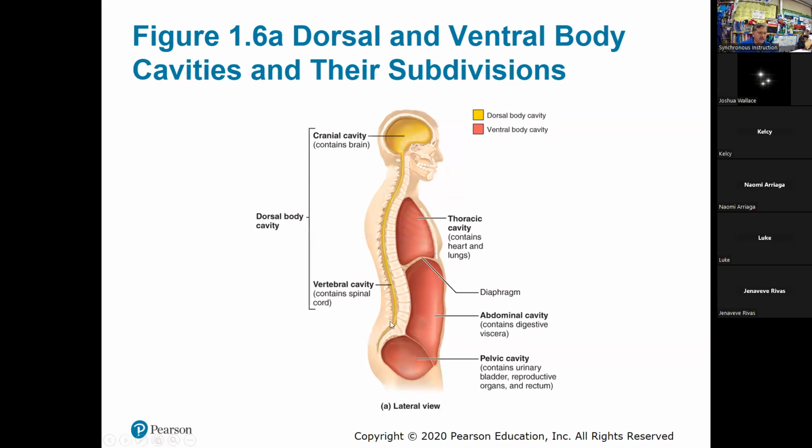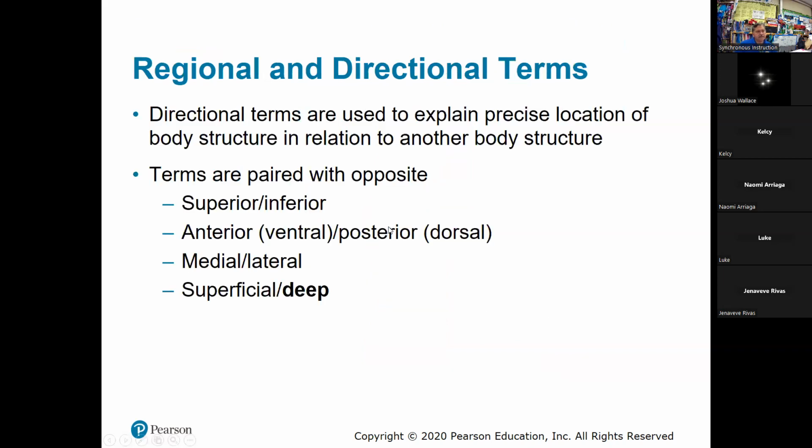And then you have the vertebral cavity and cranial cavity as part of the dorsal body cavity. One of the characteristics of vertebrates is that they have a dorsal hollow nerve cord, and that is what is being represented right there.